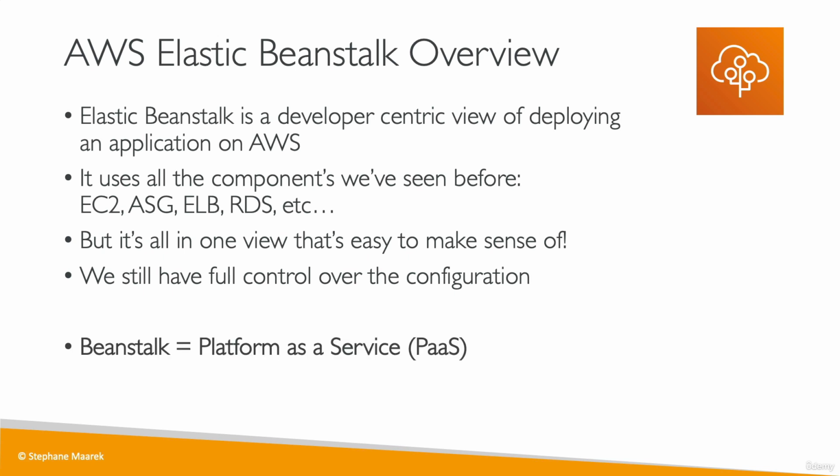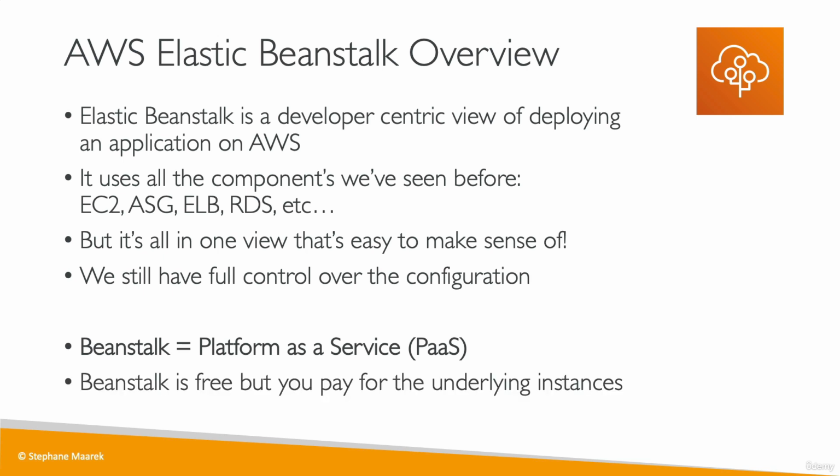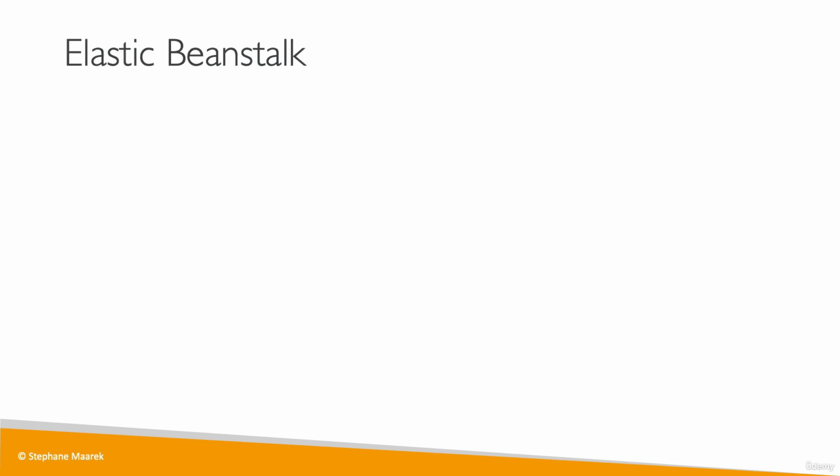So Beanstalk, from a cloud perspective, is a platform as a service, or PaaS, because we just worry about the code. So to summarize, we saw infrastructure as a service, so IaaS. We saw platform as a service for Beanstalk, PaaS. And then we're going to see software as a service for other services on AWS. So using Beanstalk is free, but you're going to pay for the underlying instances.